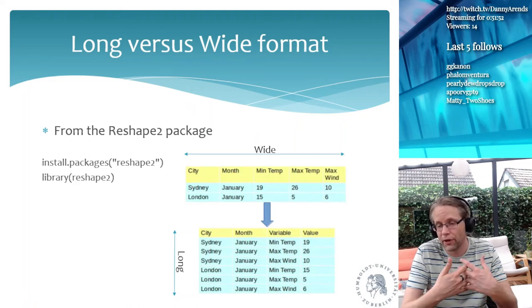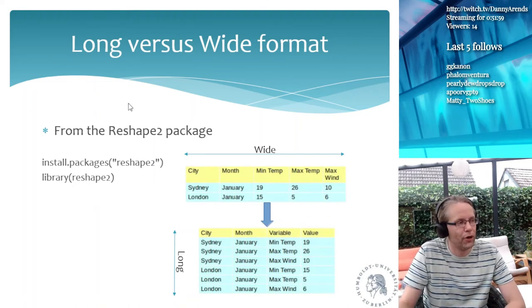So the data format that you generally have for a linear model is the wide format, right? Because we have an observation. So we have, for example, mouse number one, which has been measured on a certain date.